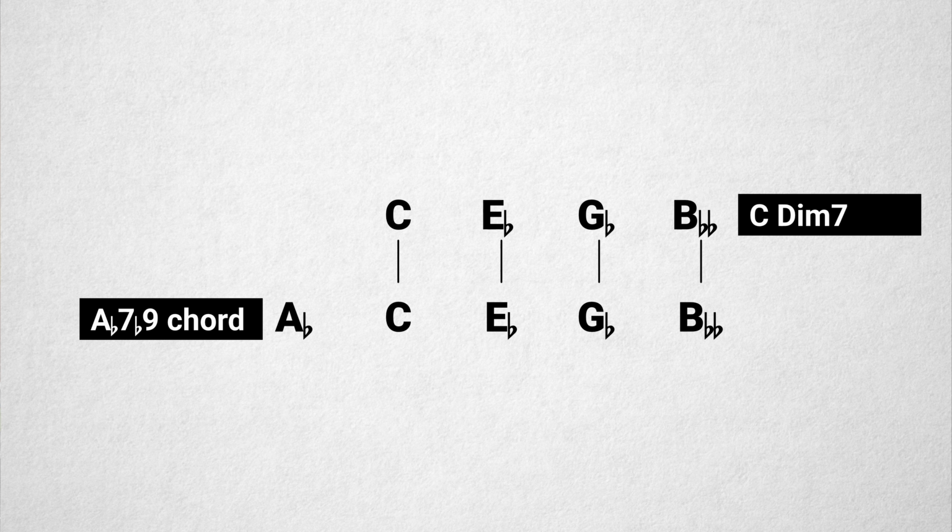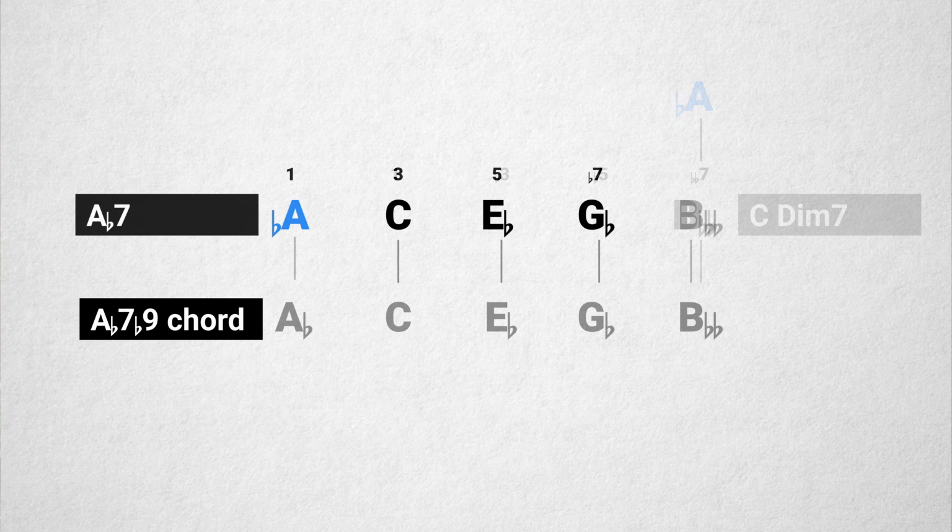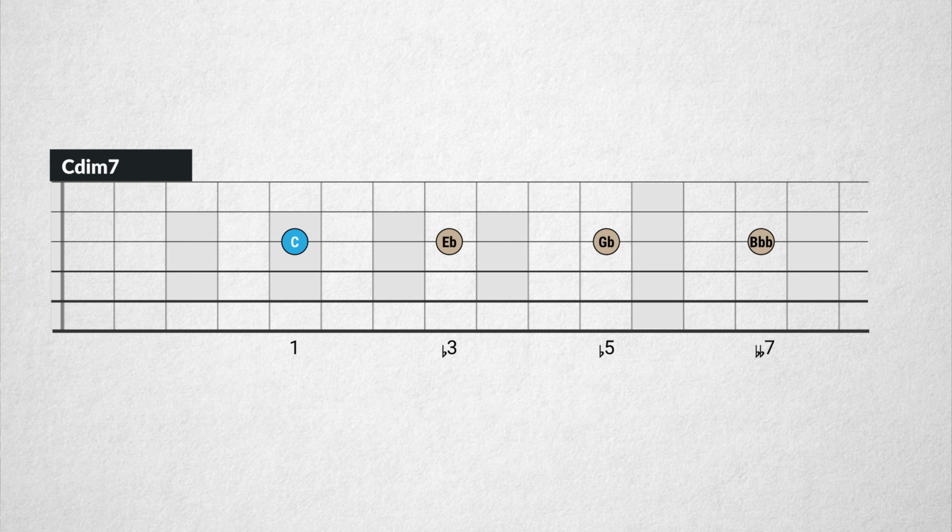Now, to make it a little bit more clear, we can see the B double flat as the note A. And if we lower that note A with a half step, it becomes the note A flat, which is the root of the A flat dominant 7 chord. In other words, if we lower the minor 7 B double flat of the C diminished 7 chord to A flat, then we get an A flat dominant 7 chord.